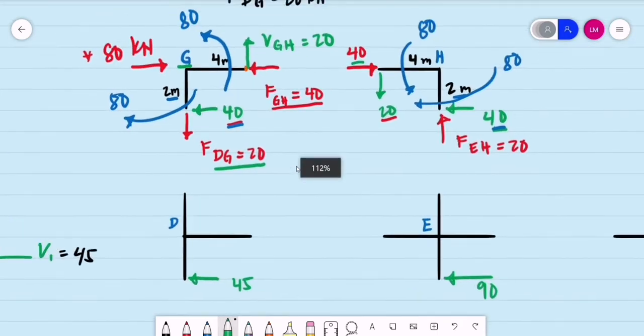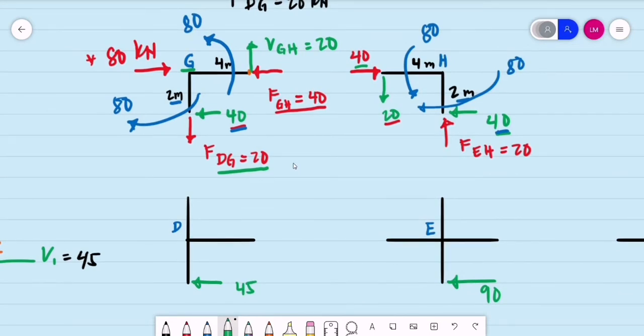Now, we are to transfer the values from the second level. So this time we will have an axial force. It should be upward this time. This is 20 kilonewtons upward. Then for the shear, this is 40 kilonewtons to the right. So at joint D, we have the lateral load. This is the 100 kilonewtons as given.